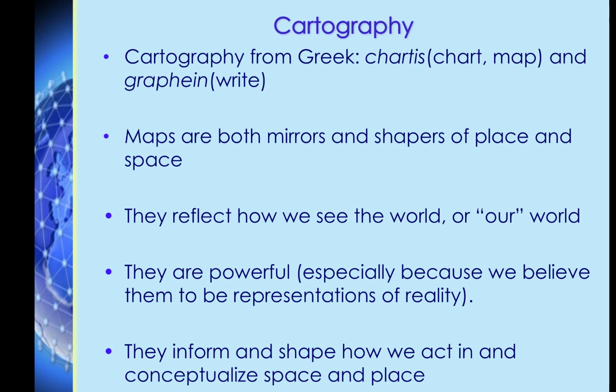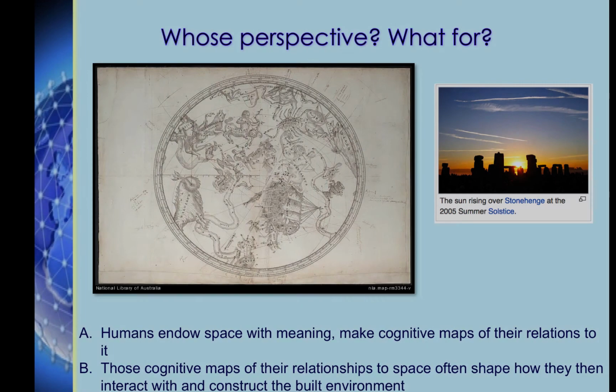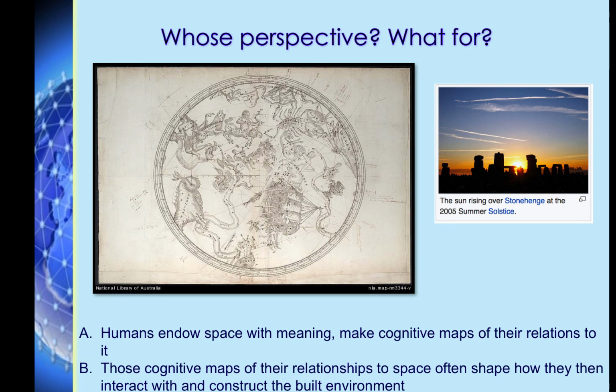Now we need to recognize that maps are both mirrors, so they represent a space and a place. They also shape our attitudes towards space and place, like so much art does too, right? They reflect how we see the world or our world, and they have power, especially because we do often believe them to be representations of reality, not just tools or lenses. So they inform and shape how we act and how we conceptualize space and place. But we need to remember that they're tools and they serve a purpose, and we're better at understanding maps and representations of place if we can begin to decode what the purpose of that map might be.